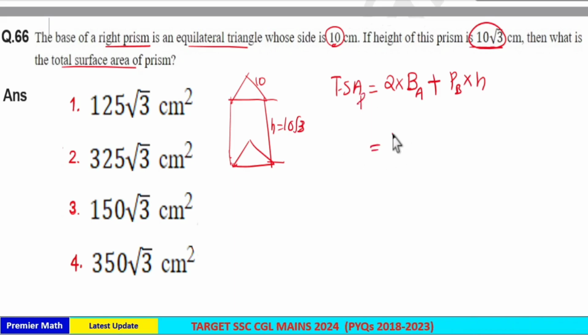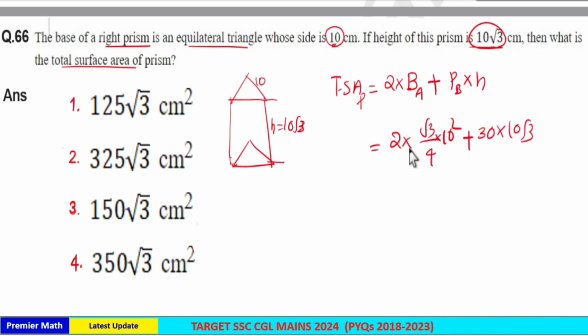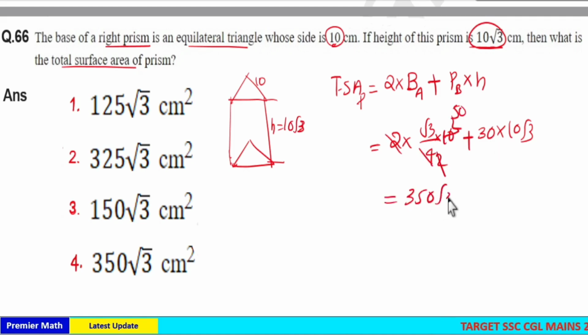Now this is equal to 2 into base area, meaning the area of this triangle, which is root 3 by 4 into a square, that is 10 square. That is, the area of an equilateral triangle is root 3 by 4 a square, plus the perimeter of the base, which is 30, into height, which is 10 root 3. Now 2 goes 2 times in 4, 2 goes 50 times in 100. 50 root 3 plus 300 root 3 is equal to 350 root 3. Option 4 is your answer.